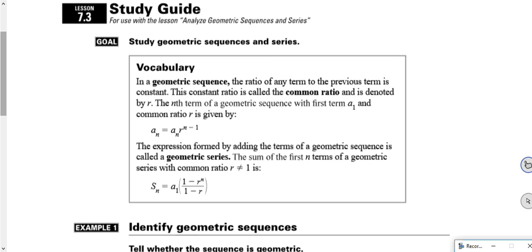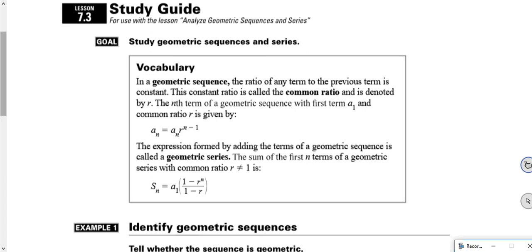So last time in section 7.2, we talked about arithmetic sequences and series. Today, we're talking about geometric sequences and series. Now, you might be wondering what the difference is. Arithmetic, if you remember, had a common difference between the subsequent terms. So to get from term 1 to term 2, you'd add 4. And then from 2 to 3, you'd add 4. From 3 to 4, you'd add 4.